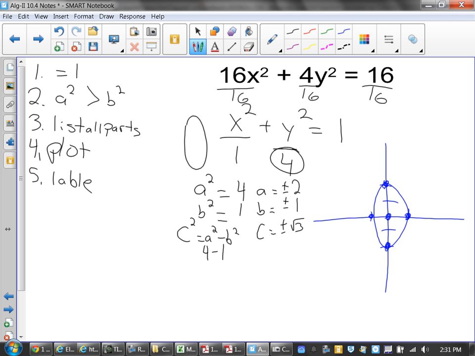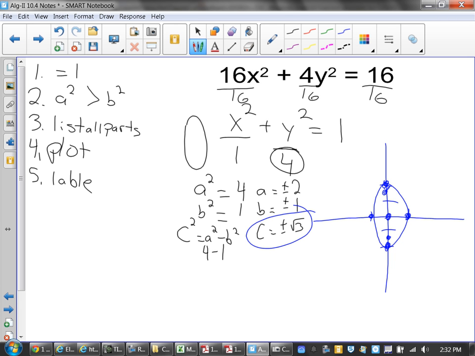And now just to plot the focus. The focus is at the square root of 3. The square root of 3 is more than 1, but less than 2, I believe. About here. The focus is always the distance, the C value. It's the distance from the center to the focus. And since our center is located at 0, all I'm doing is adding root 3 and subtracting root 3.